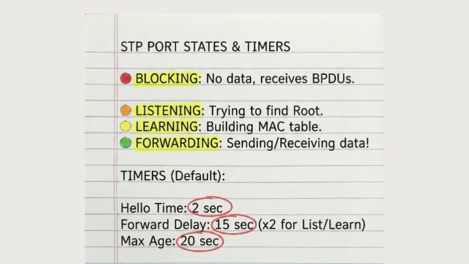Exactly. And instead of passively waiting for timers to expire, the switches actively negotiate with each other. When a link comes up, a switch sends a sync proposal to its neighbor. They have a quick handshake, confirm that everything's loop-free, and they can bring the port up almost instantly. So it's about consensus, not just patience. Peer-to-peer verification. That's the key.